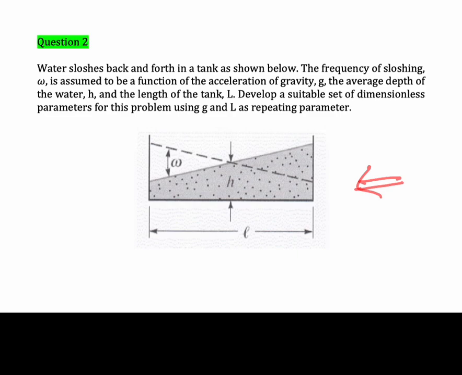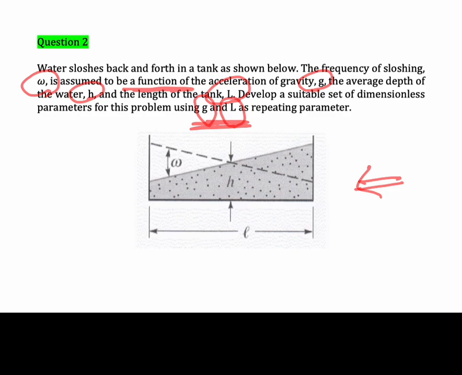Okay, so you can solve this question with the Buckingham pi theorem, because you need to start developing your solution from the question. Here the question says that the frequency omega is a function of the gravity, the depth, and the length, and then it becomes easier because the repeating parameters are given. So you need to take g and L as the repeating parameters.